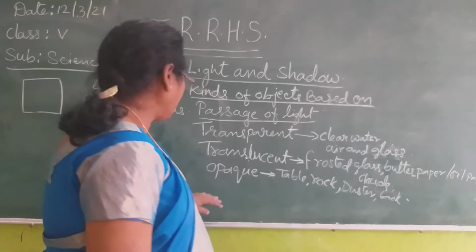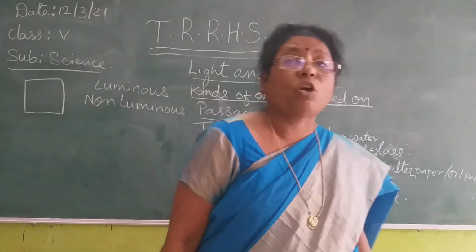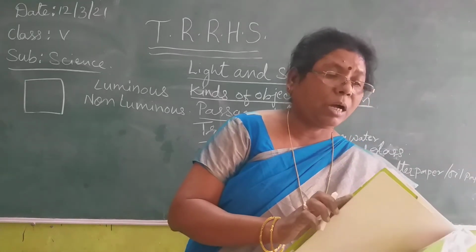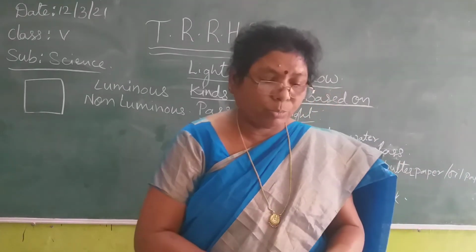Okay. Next, coming to opaque objects. The objects through which the light does not pass are called opaque objects.